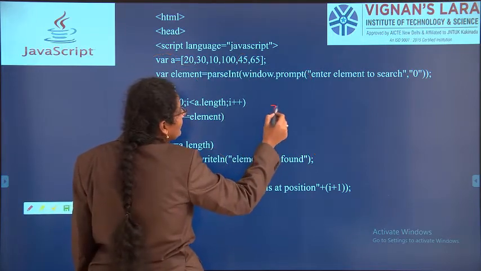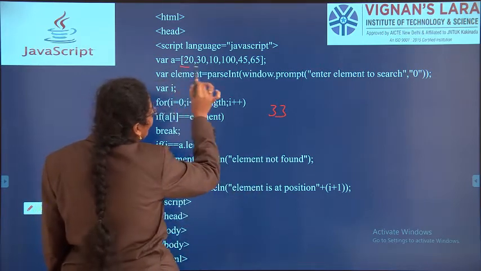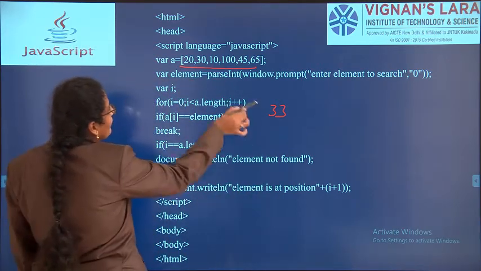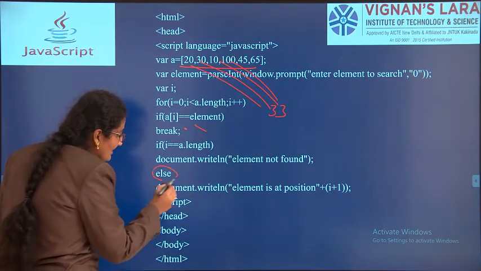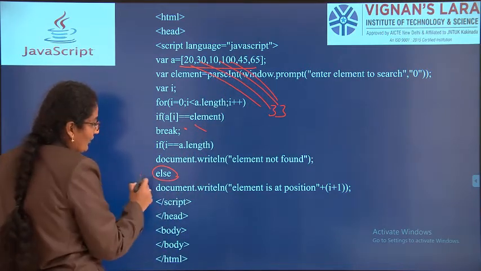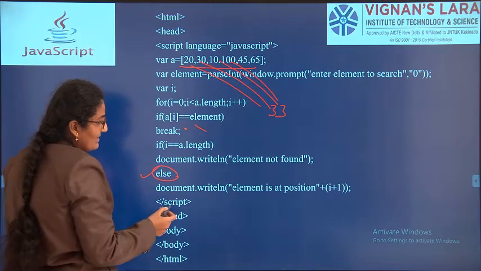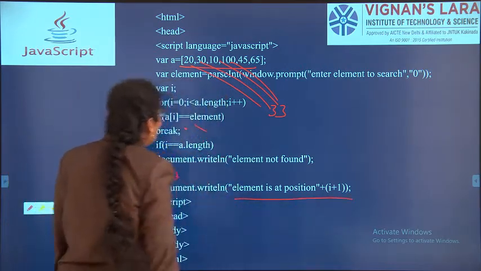If this is not true, see, I want to search 33. 33 is not at all there in this list. We will compare with every element. When it is not found, the else condition runs when false happens. So what is the else condition? Element position I plus 1.